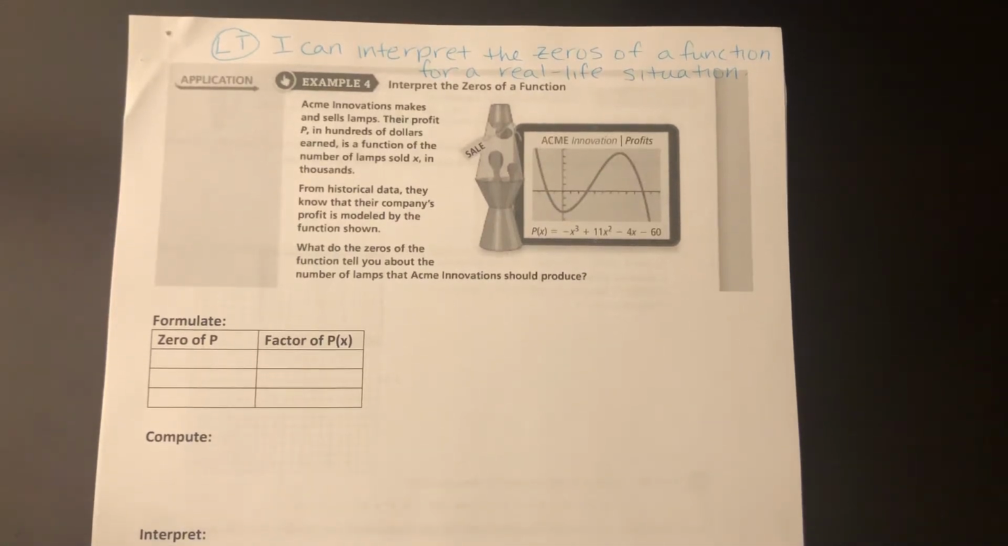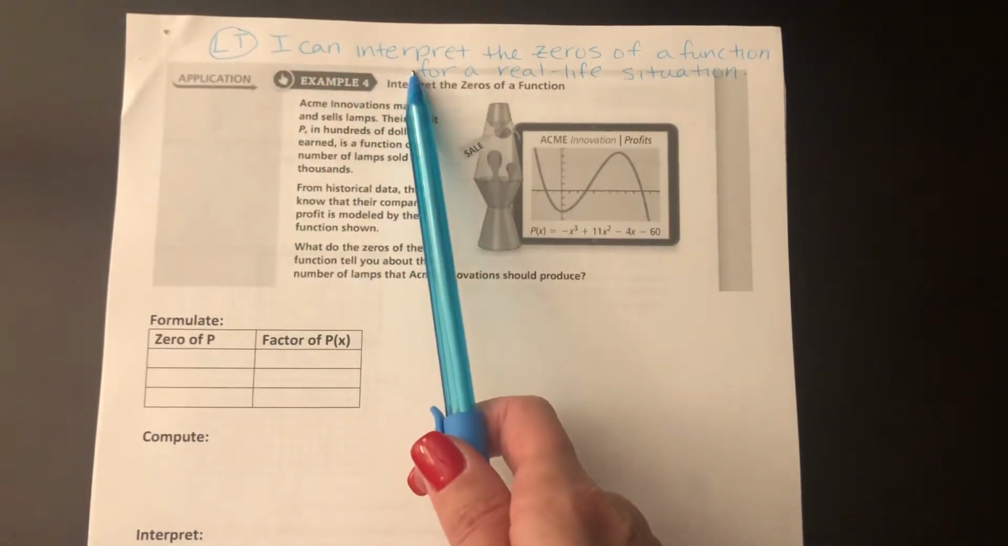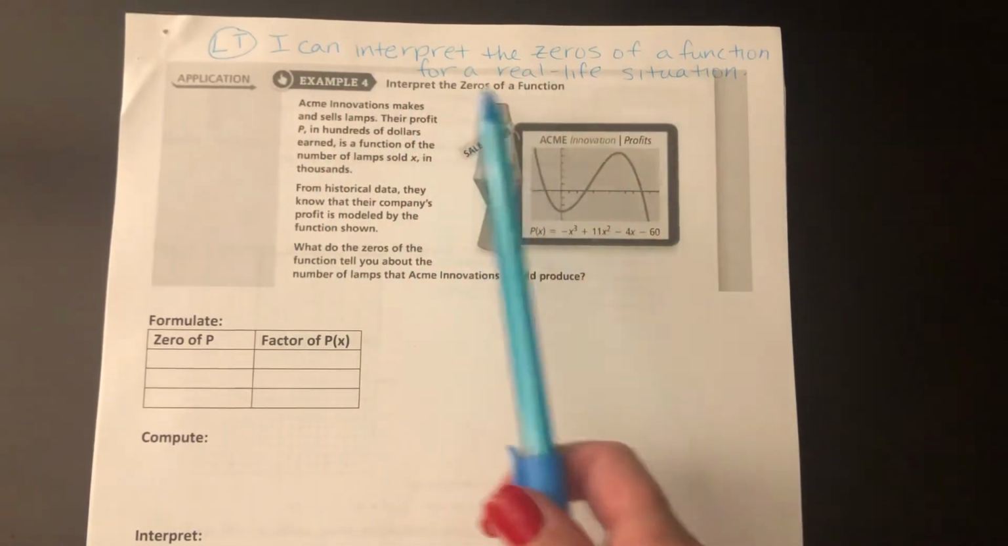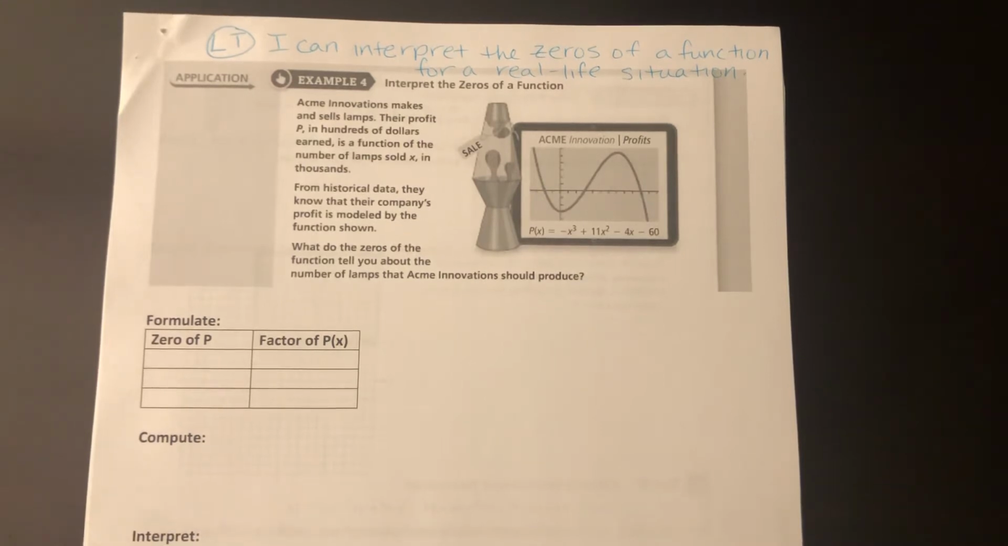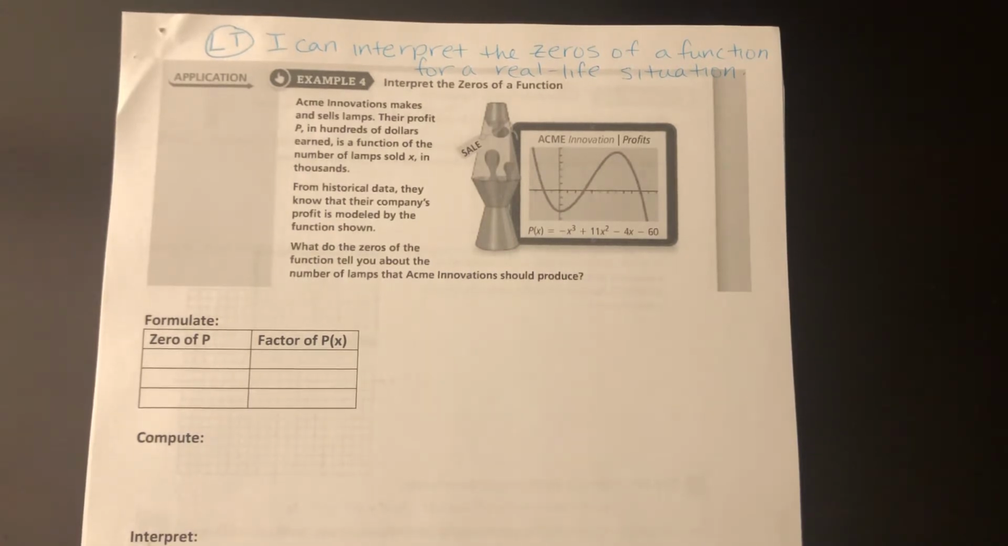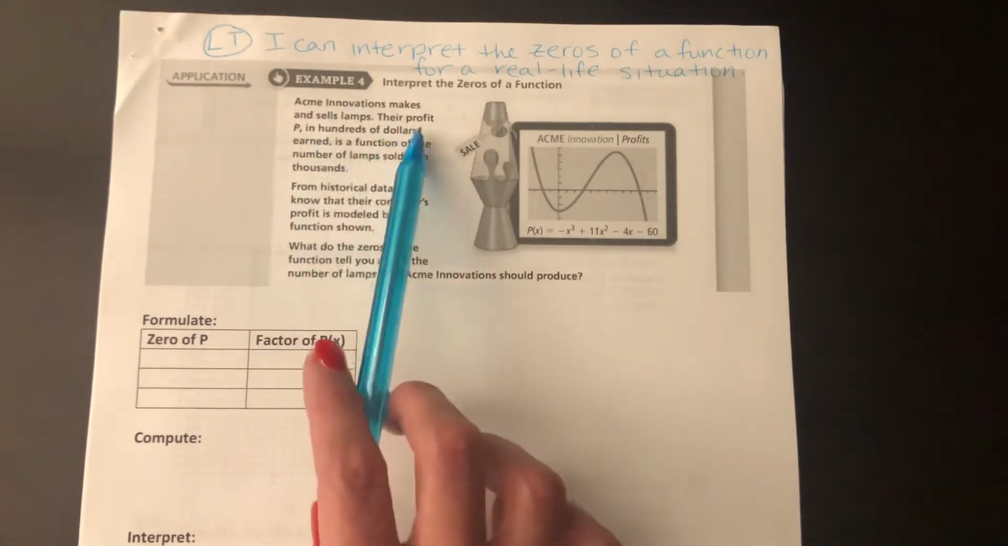Right, for this lesson, we are looking at the learning target: I can interpret the zeros of a function for a real life situation. So the last couple of lessons, we've been talking about zeros, how to find real zeros as well as complex zeros. So today we're going to look at an application of what these zeros of the function could mean in a real life situation.